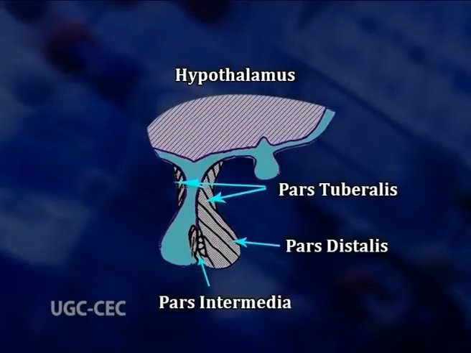The pars intermedia is also considered as a separate intermediate lobe. The posterior lobe develops as an extension of the hypothalamus. Now we will learn about pituitary hormones and its functions. First, we will see about anterior pituitary.